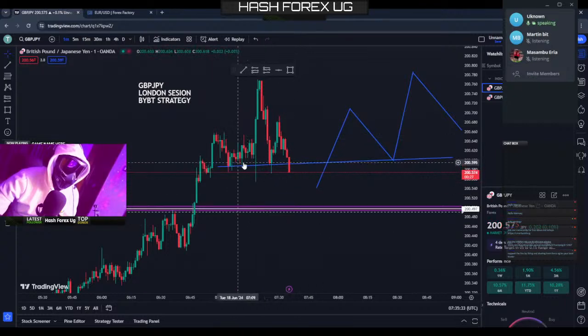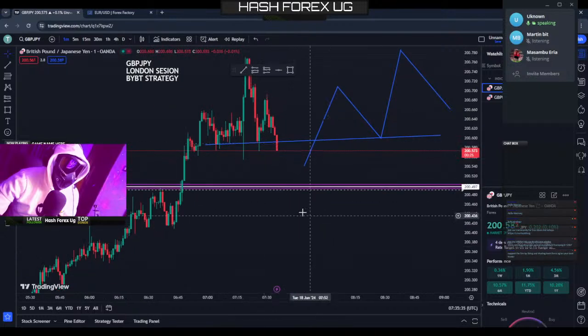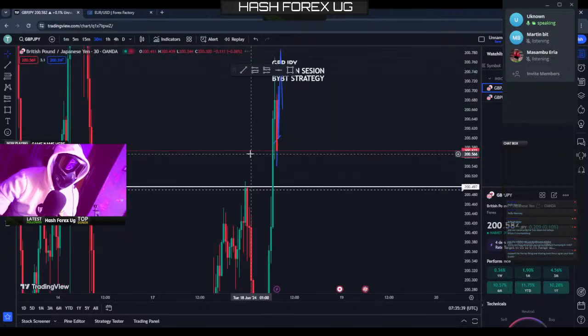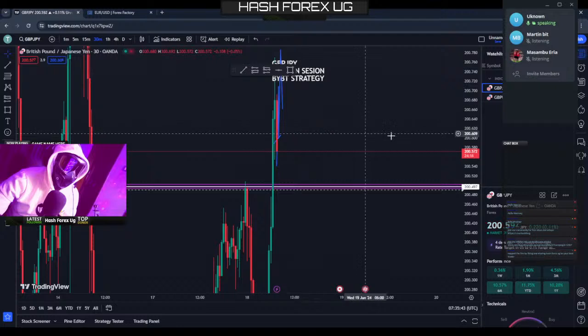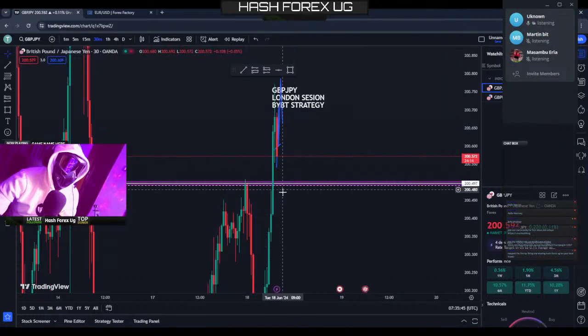If it breaks this zone, we might see it coming back to this zone. So this can be like a false breakout if it comes back. This zone here.